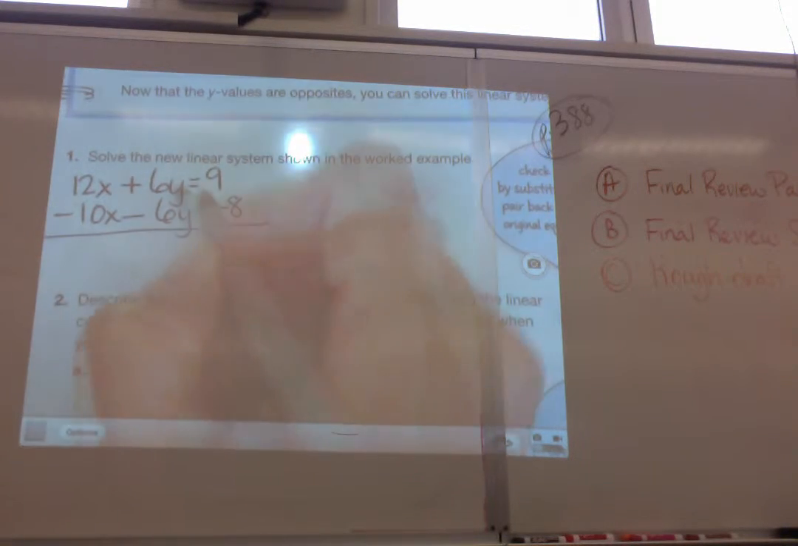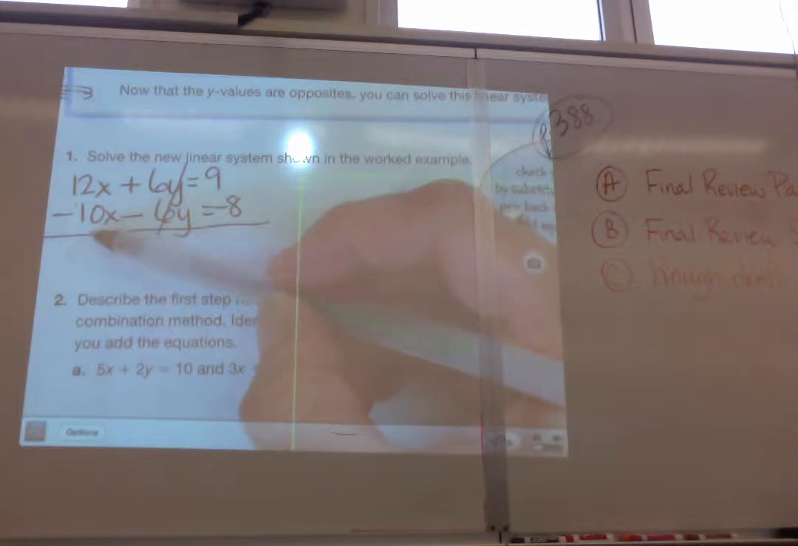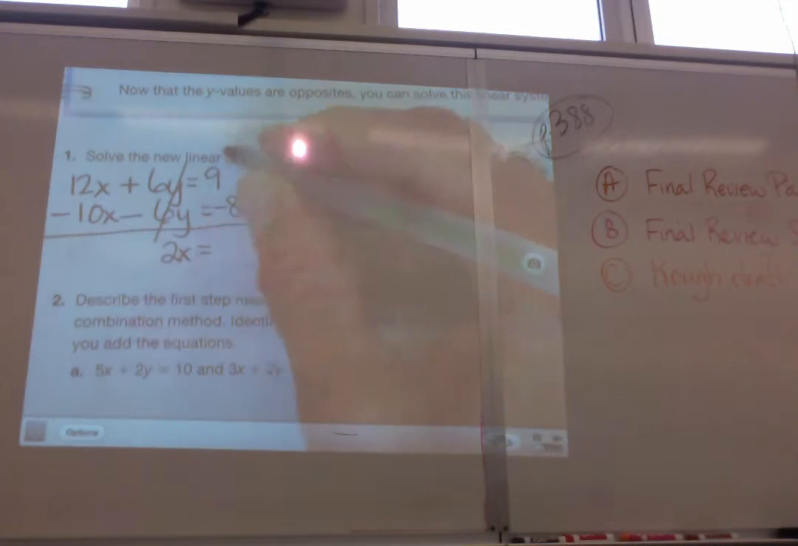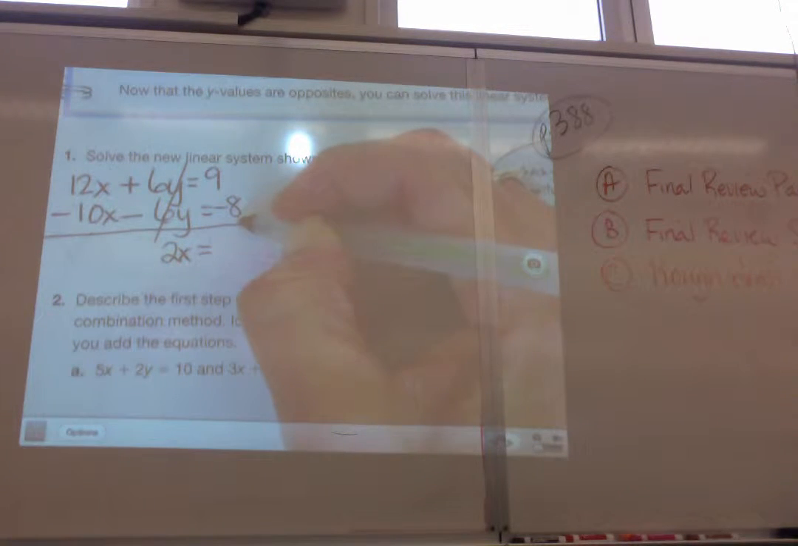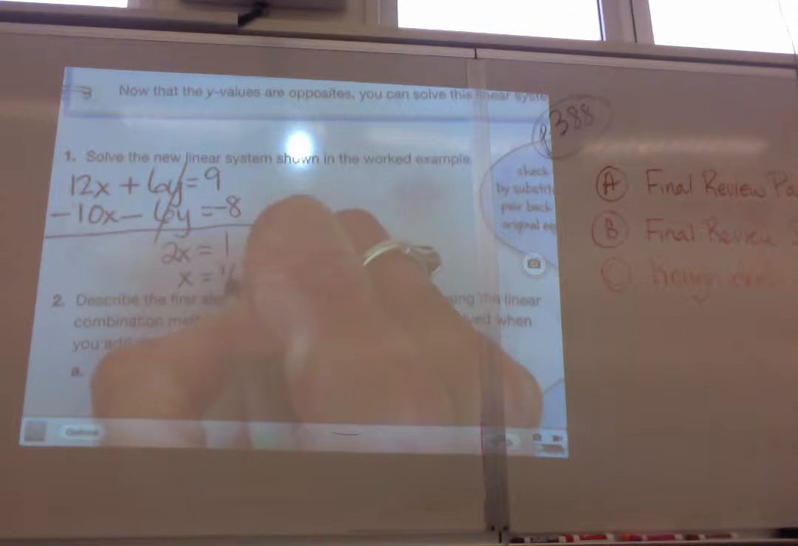We add them together. Goodbye to the 6's. 12 plus negative 10. 9 plus negative 8. X equals 1/2 because we divide both sides by 2.